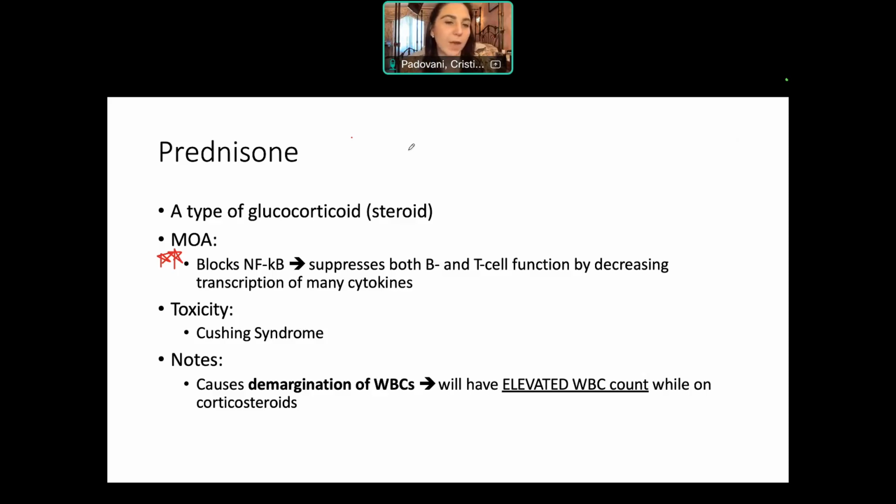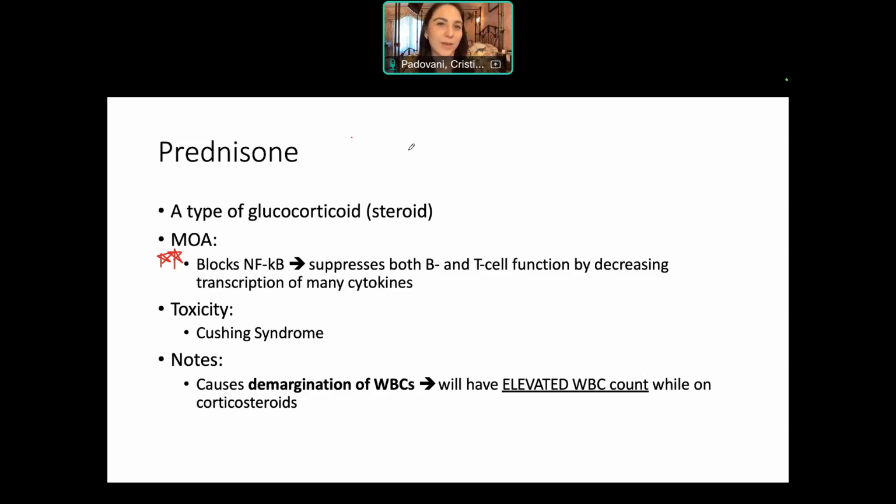So it's going to block NF-kappa B. Remember NF-kappa B, it's like nuclear factor of kappa B cells or something. Remember, the full word was probably the answer choice, so don't forget that. If you're blocking NF-kappa B, you're basically suppressing both B and T cell functions by decreasing transcription of many cytokines. That's the best way I can describe it.